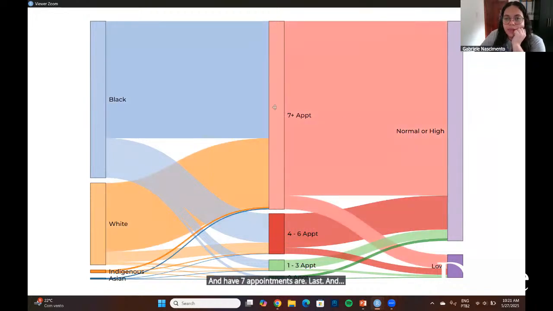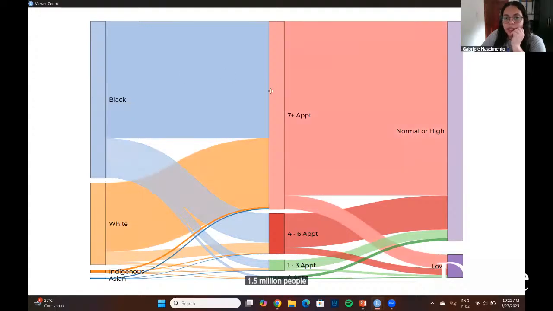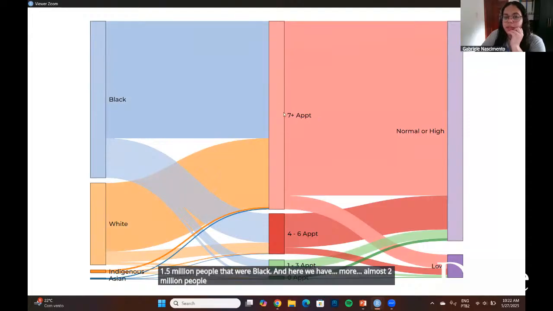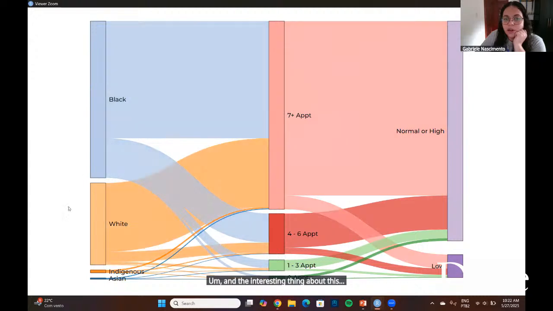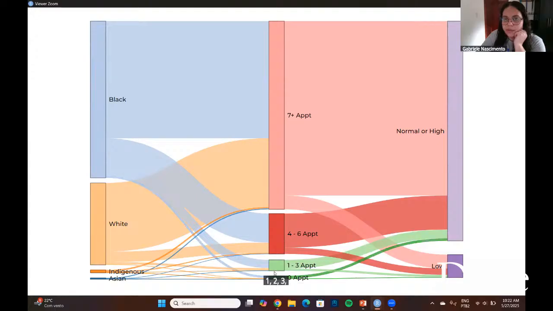And we can see when we hover over the node, it shows the number. So here we have more than 1.5 million people that were Black, and here we have almost 2 million people that have seven or more appointments. And the interesting thing about this is that with these colors, we can see how it goes to different places. So we have people that had seven appointments, but also four to six, one to three, and 0 appointments.